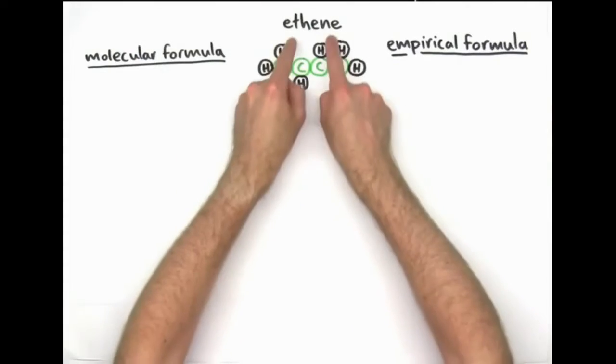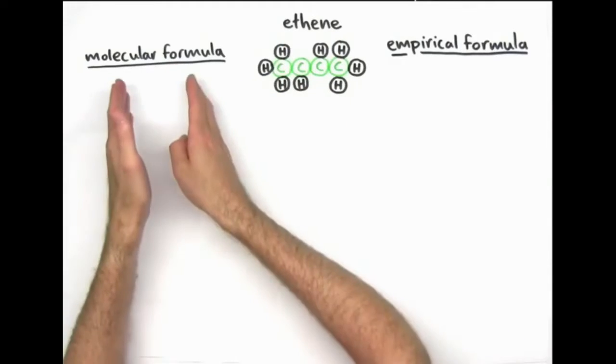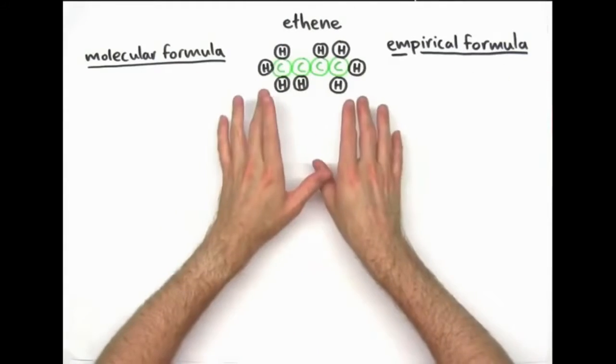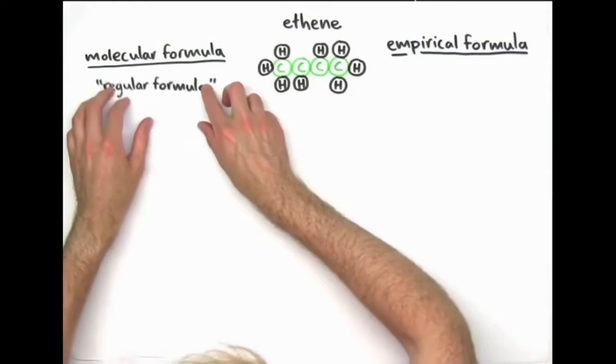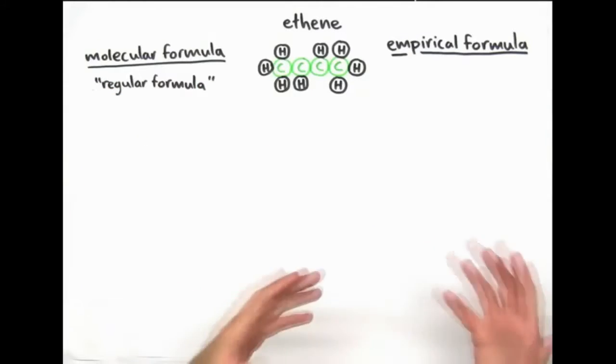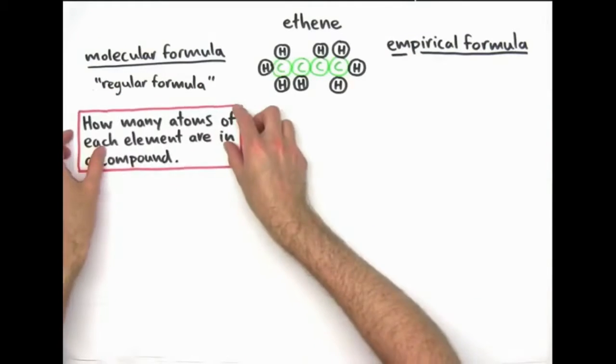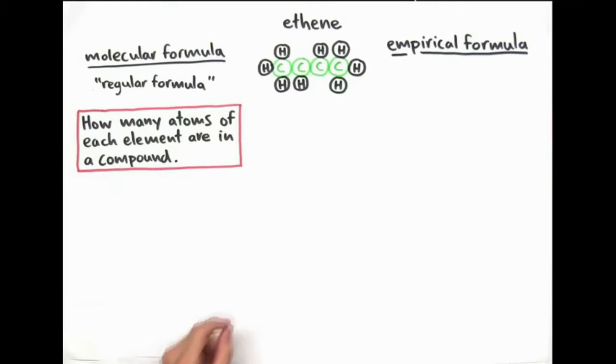Here's a molecule of the compound ethene. Let's see how to write a molecular formula and an empirical formula for ethene. Now, I often like to think of molecular formula as the regular formula, which you may already be familiar with. The molecular formula tells us how many atoms of each element are in a compound.